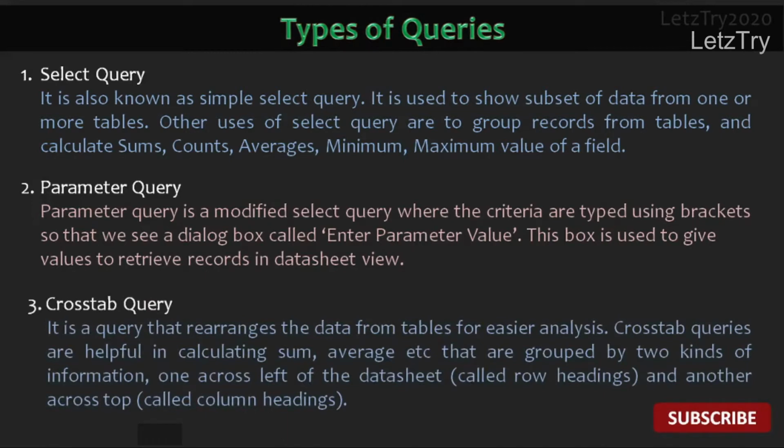Third one, cross-tab query. It is a query that rearranges the data from tables for easier analysis. Cross-tab queries are helpful in calculating sum, average, etc. that are grouped by two kinds of information, one across left of the data sheet called row headings and another across top called column headings.